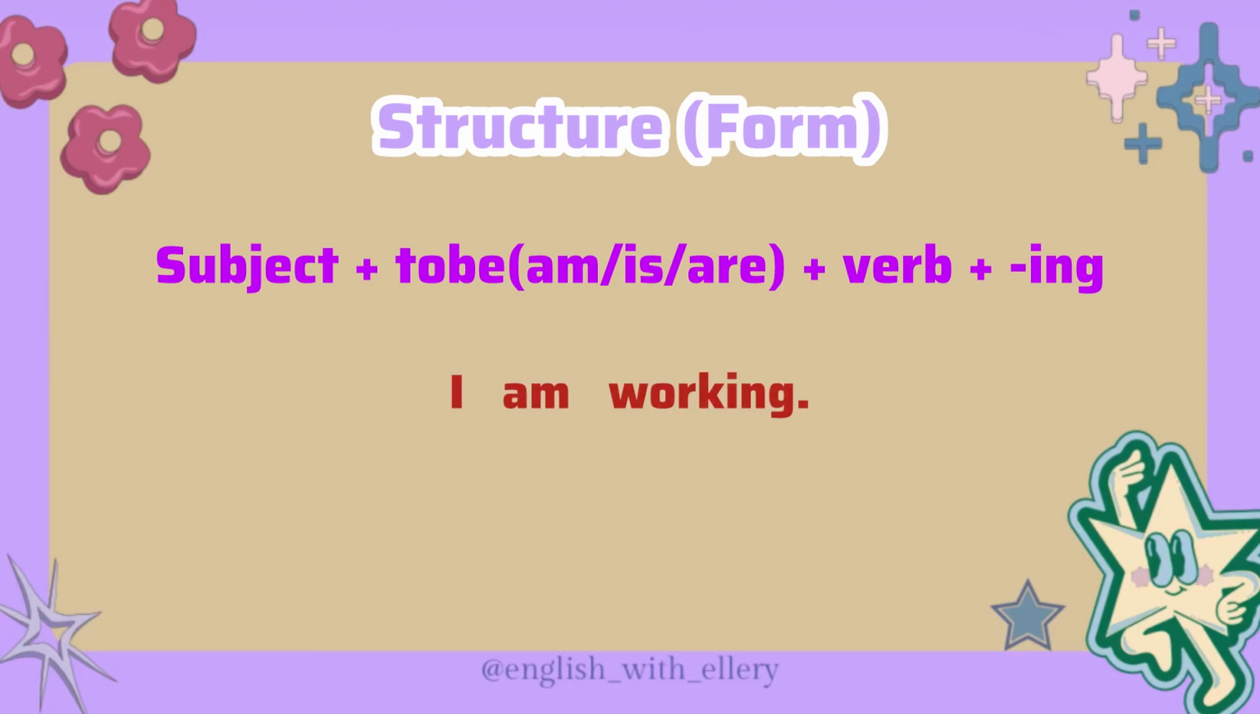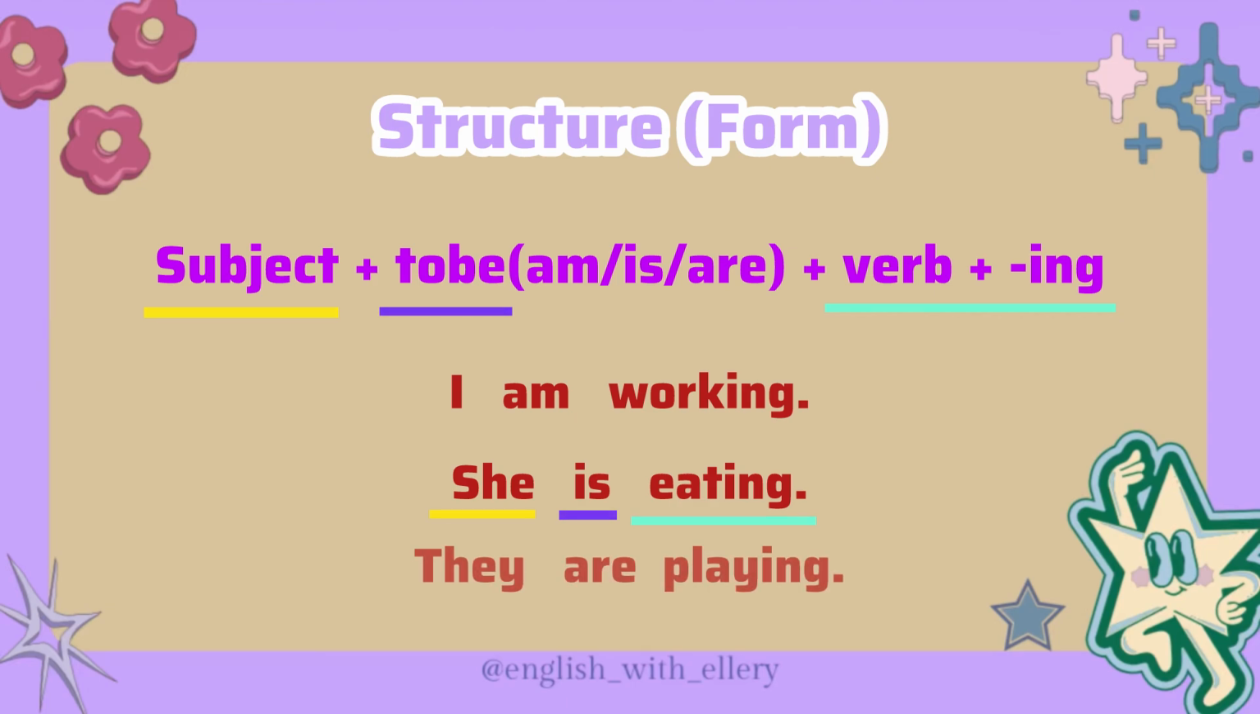For example, I am working. I is the subject, am is the correct to be verb for I, and work becomes working after adding ing. Next sentence, she is eating. She is the subject, referring to a girl. Is is the correct to be verb for she, and eat becomes eating after adding ing. Another example, they are playing. They is the subject, are is the correct to be verb for they, and play becomes playing after adding ing.